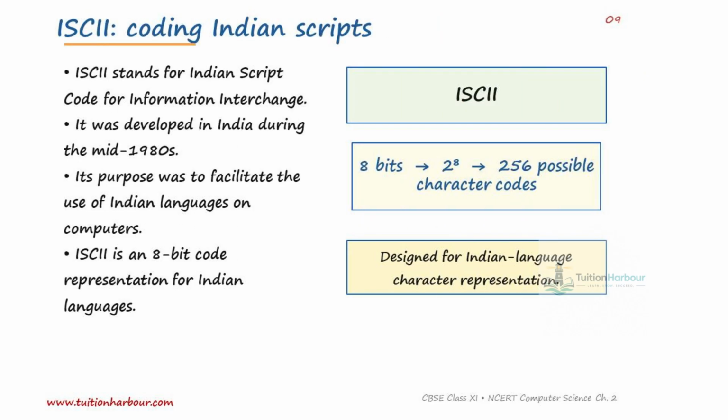ISCII stands for Indian Script Code for Information Interchange. It was developed in India in the mid-1980s to support Indian languages on computers. ISCII uses 8 bits, so it can represent 256 codes.